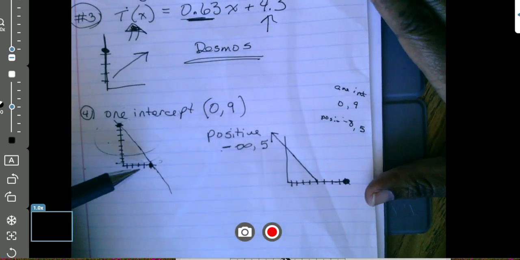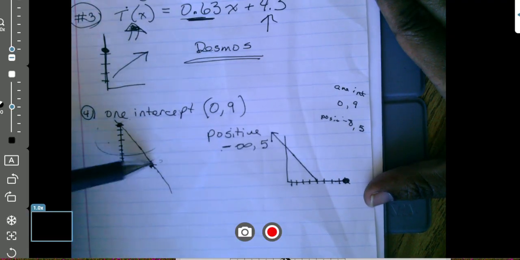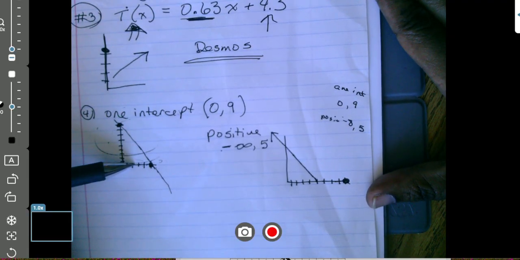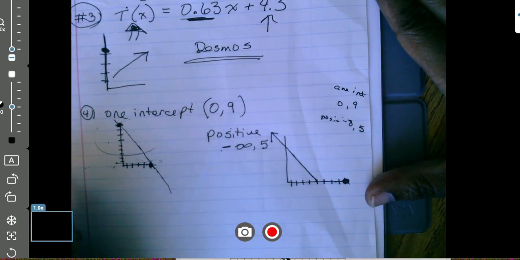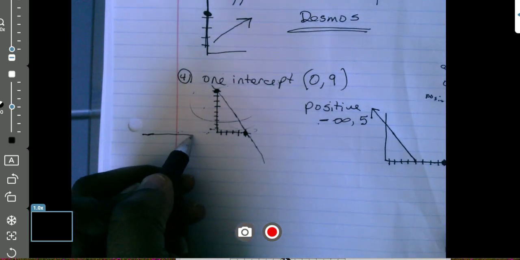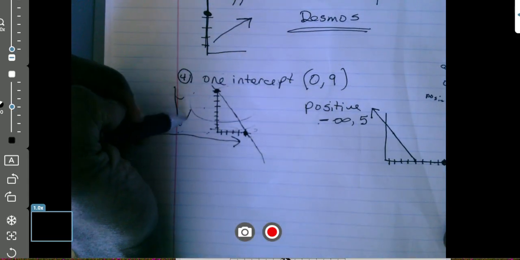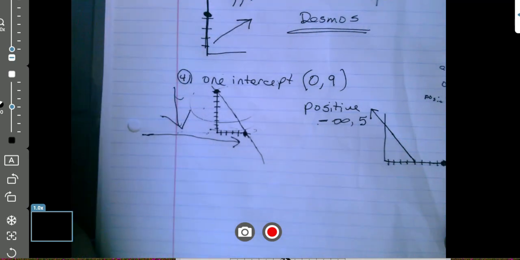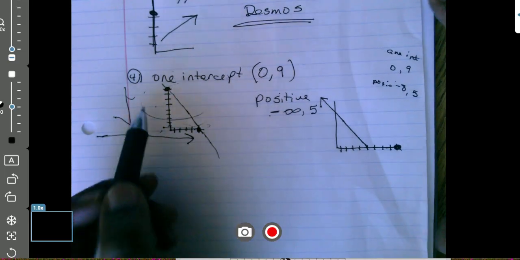Oh, wait. That's right. Come back. Negative infinity to 5, it is positive. This is the graph. Oh, yeah. Look, this is from negative infinity. Here's negative infinity, all the way up to 5. The graph is up here on the positive side. That's correct. Nobody was here to correct me. I'm going to cry. All right.